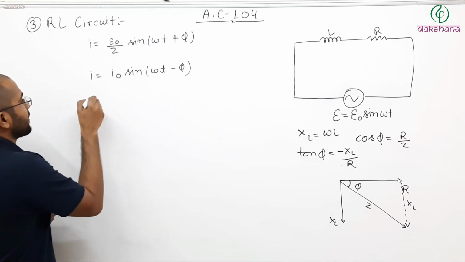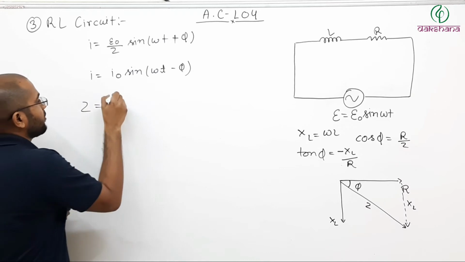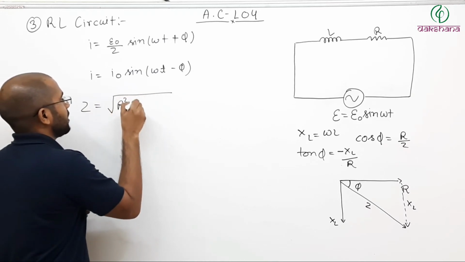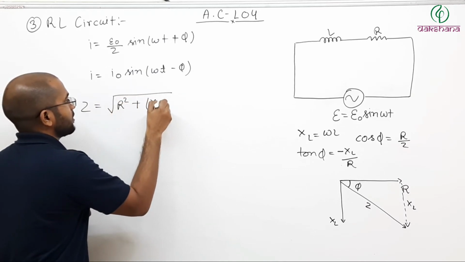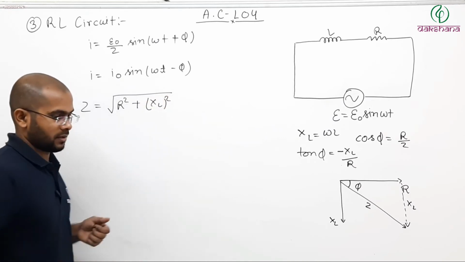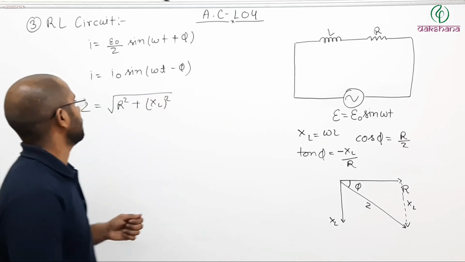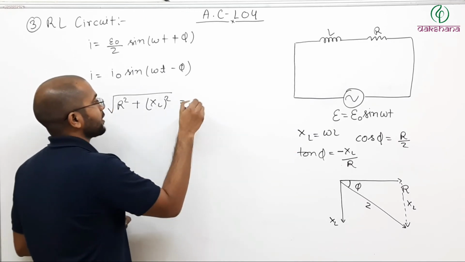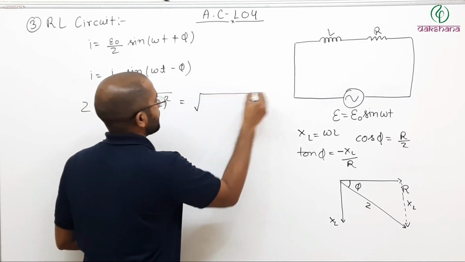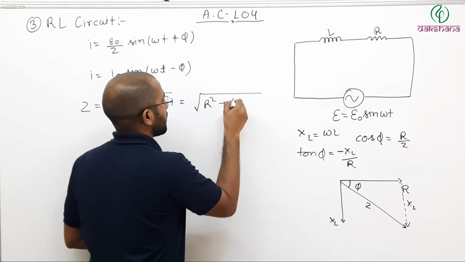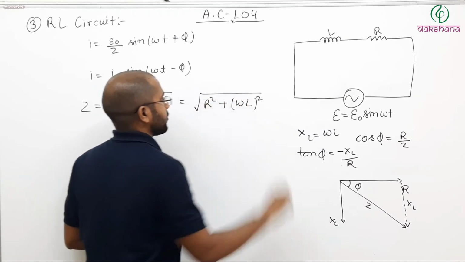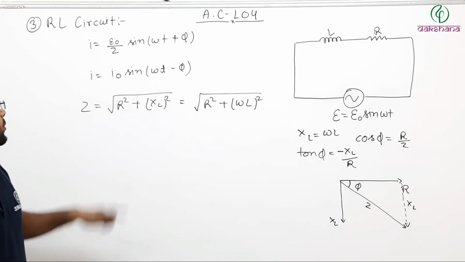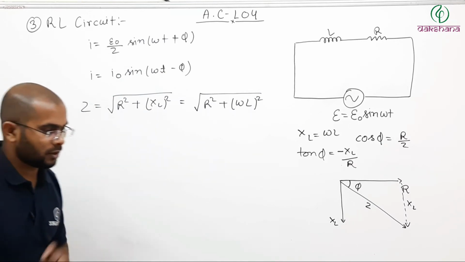And what would be Z? Z would be nothing but under root of R square plus XL square. There is no C, so there would be no XC. And XL value is omega L. So you can also elaborate it. That is R square plus omega L square. So that would be your value of Z. That is how you can solve.